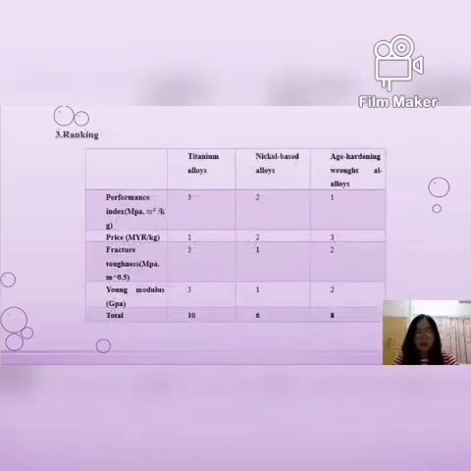The third step of the material selection strategy is ranking. As you can see, titanium alloy has the highest ranking, which is 10, followed by age hardening rod aluminum alloy, which is 8, and lastly nickel-based alloy, which is 6. This means that titanium alloy is the most suitable material for elbow replacement.